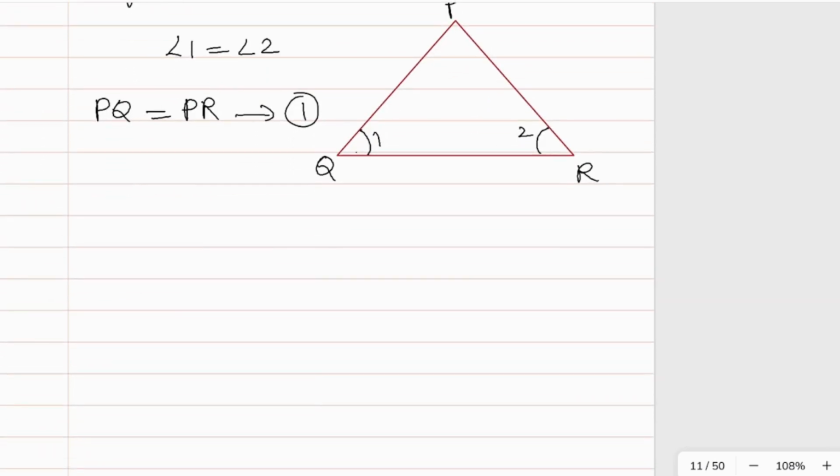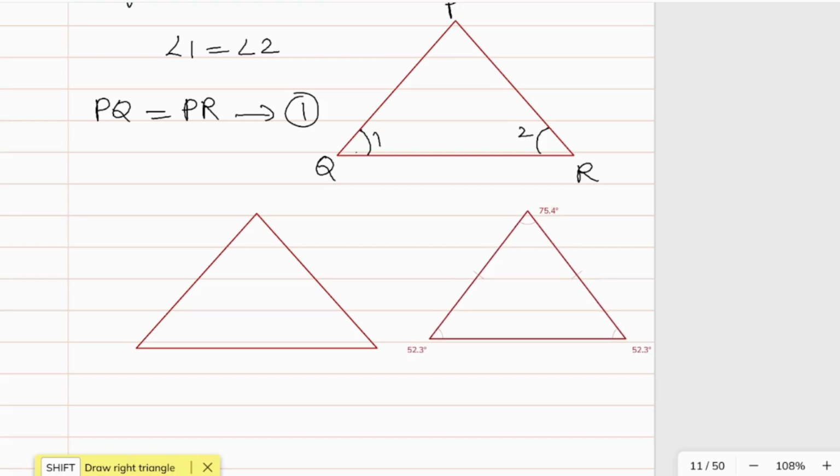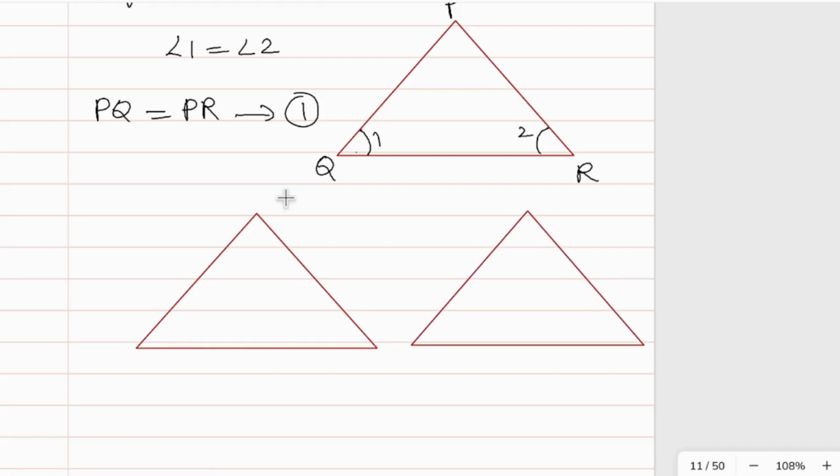Now what is our aim? We have to prove that triangle PQS is similar to triangle TQR. So let me draw these two triangles. Triangle PQS and triangle TQR. These are the things which I have to prove.